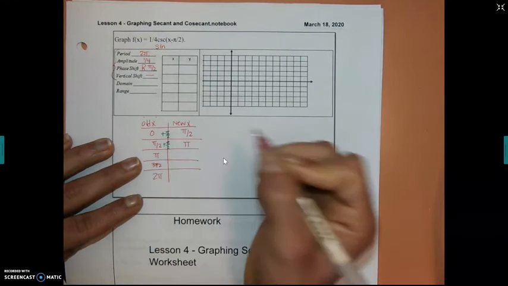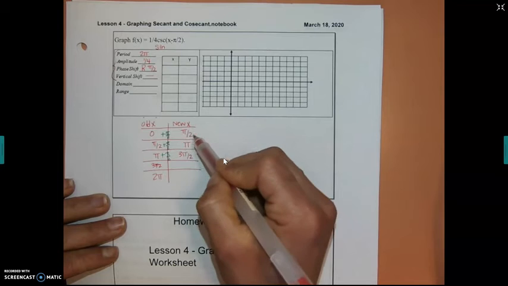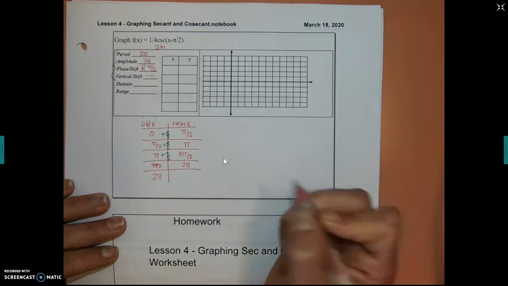Okay, so let's see what this is. So 0 plus pi over 2 is just pi over 2. Pi over 2 plus pi over 2 is pi. And then pi plus pi over 2 is 3 pi over 2. And we can probably see a pattern here. So I've got 1 pi over 2, 2 pi over 2, 3 pi over 2, 4 pi over 2 would be 2 pi.